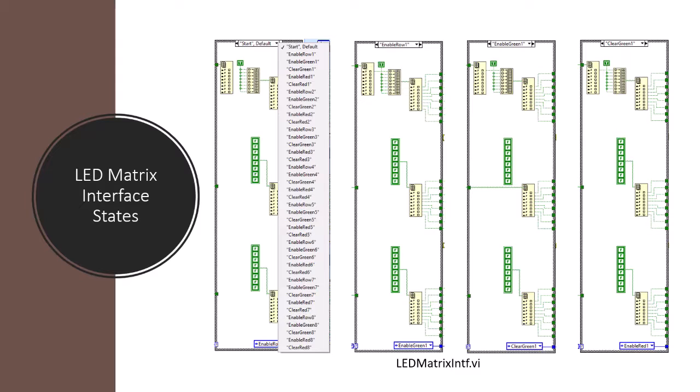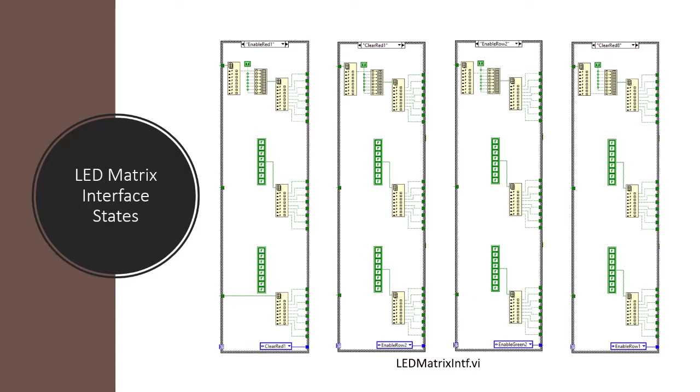Enable row 1 connects an external input to row 1. Enable green 1 connects that external input to the green column. Because only one color for one row is enabled, only the green LEDs in row 1 can be on. Clear green 1 applies a false to the green column and prevents green LEDs from being on. Enable red 1 and clear red 1 perform the same functions for the red LEDs in row 1.